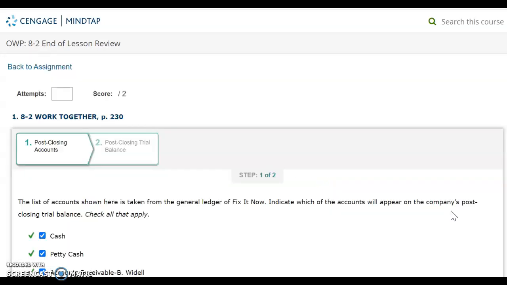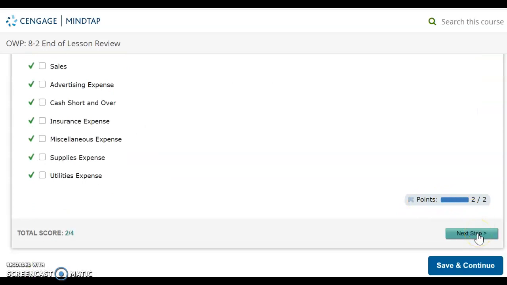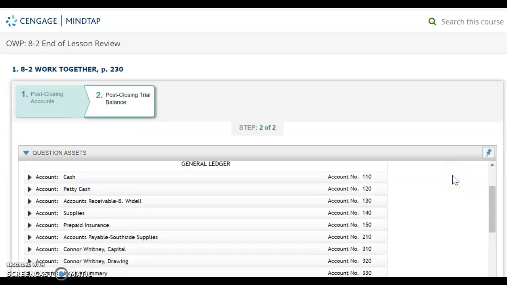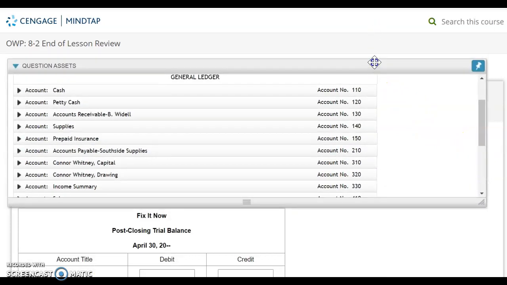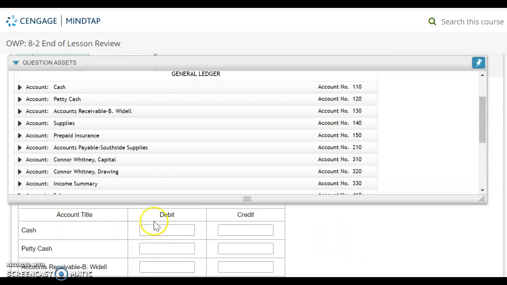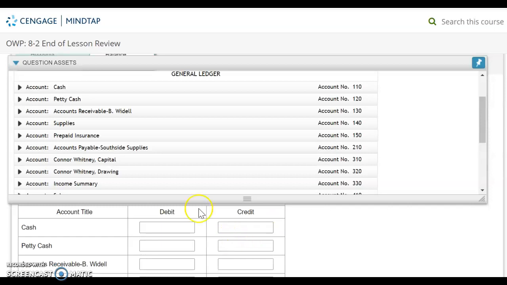So we can grade step 1 and move on to the next step. So here it shows us our general ledger to be able to get the information from, so I can pin it to be able to see this a little easier. Okay, and now I'm just bringing down the balances here, and I have to remember which one is in debit and credit. So we're preparing this post-closing trial balance.